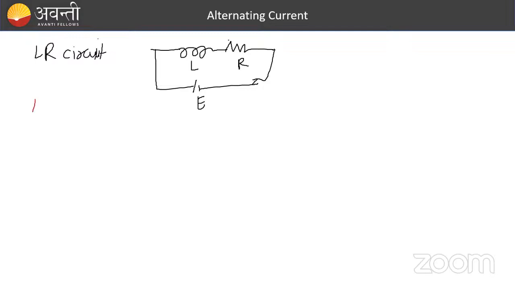And in charging circuit, current at any time t is given as what? 1 minus e to the power minus t by tau. Just now I said tau is equal to what? L by R. This is time constant. Its unit will be what? Second only. Because it is related with time, right?